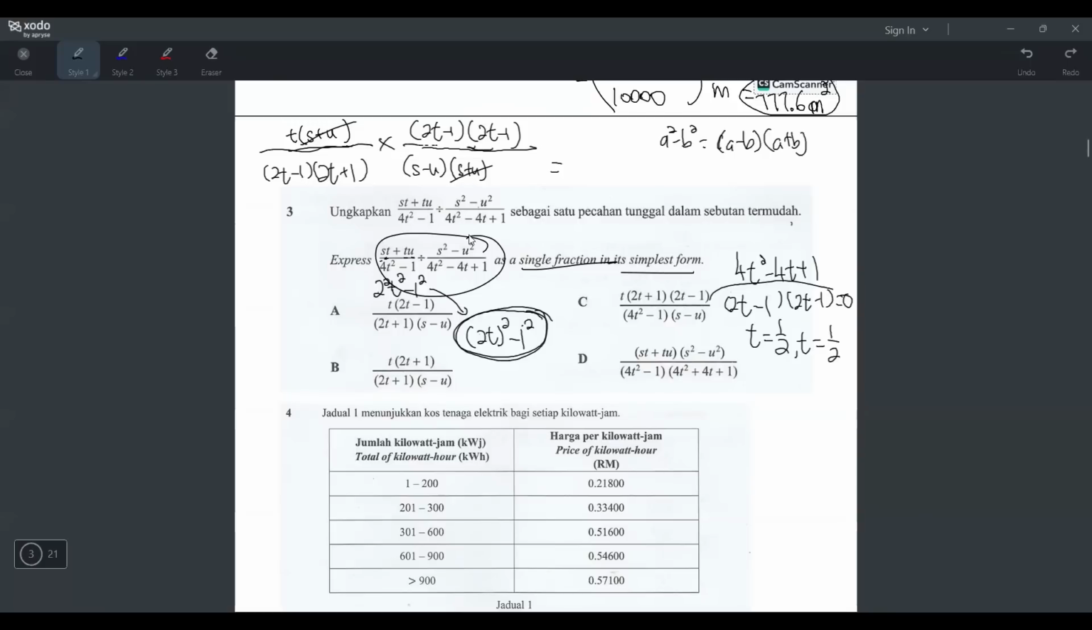Okay, mana lagi yang atas bawah sama? You can see 2t minus 1 also. 2t minus 1 can potong also. Right? So you left with t bracket 2t minus 1 over 2t plus 1, right? Okay, this one, should we expand or don't expand?